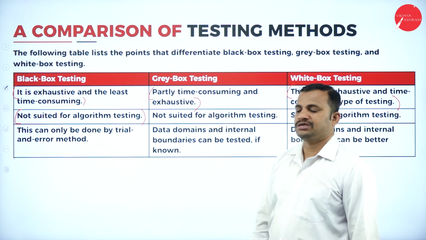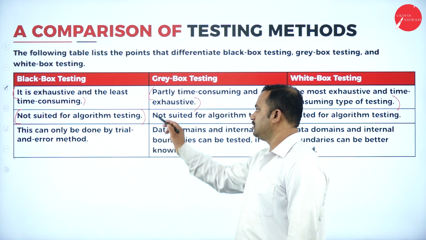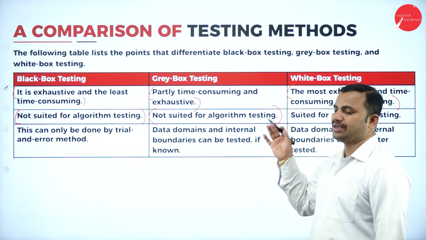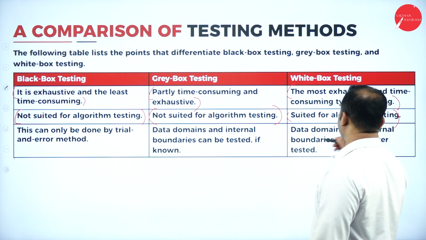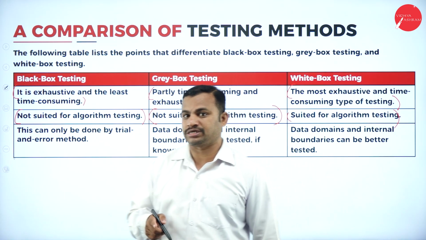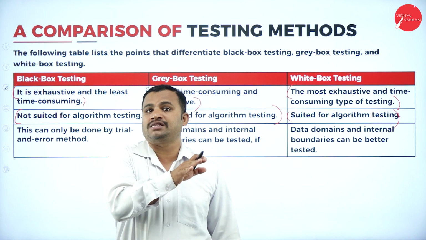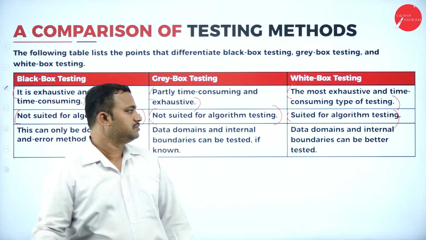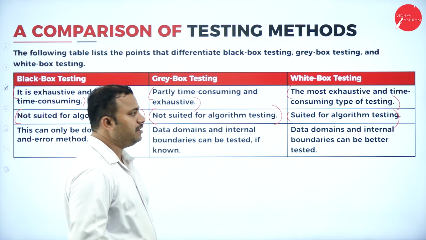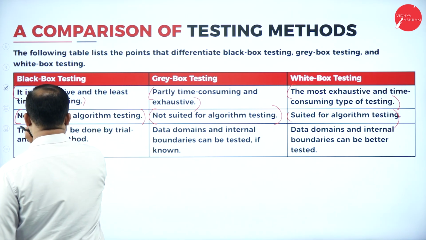So algorithm testing is not at all suited to black box testing. Again, in the case of gray box testing, it is not suited either. In the case of white box testing, it is suitable for algorithm testing, because the algorithm needs to be transformed from algorithmic form to coding form. That's why we require suitable algorithm testing.